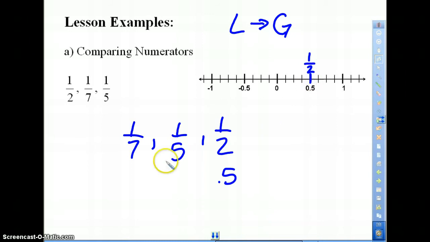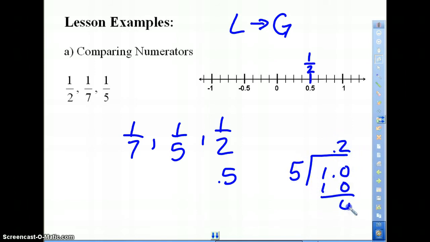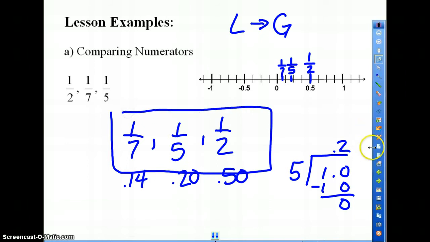Right here, 0.5. 1/5, if you take 1 and divide by 5, you get 0.2. You guys should memorize that one. So that's 0.2. And if I take 1 and divide by 7, I get about 0.14. Let's put a 0 here and a 0 here. Here's 0.5. Let's see, 0.25 is here, so about 0.2 is right there. That's 1/5. And 0.14 is going to be somewhere in here. There's 1/7. Okay, you can double check it with a number line. There's our numbers in order from least to greatest.